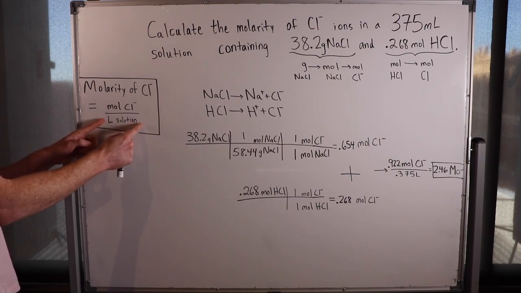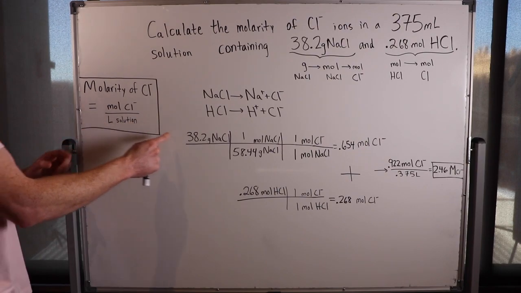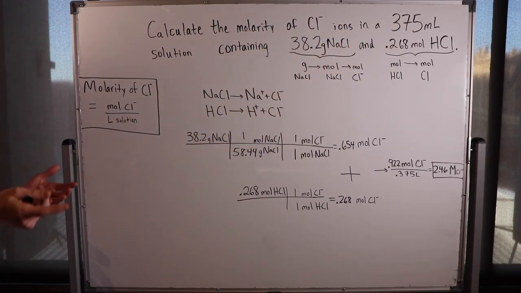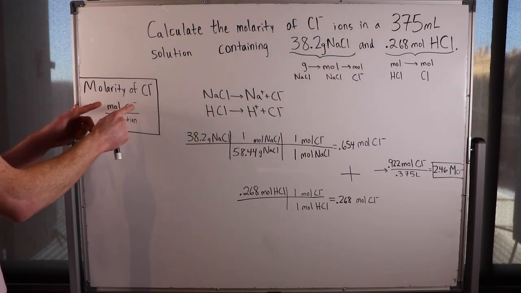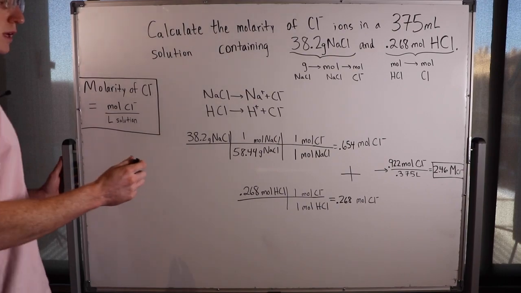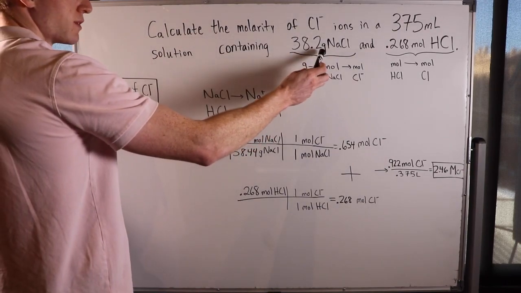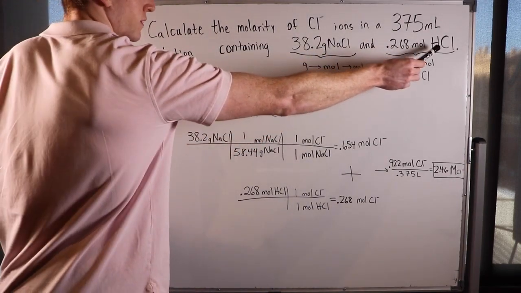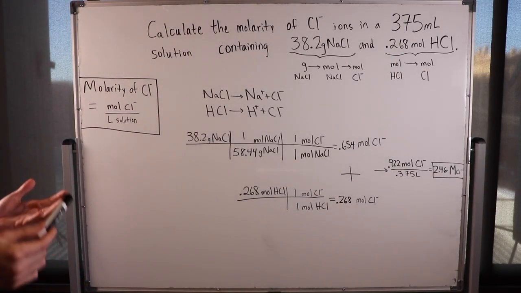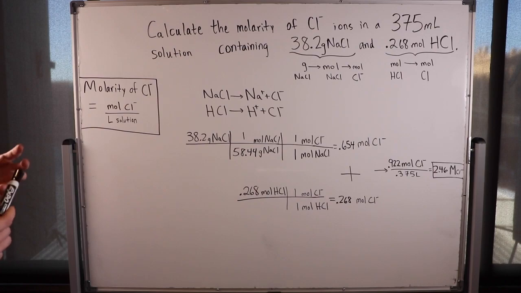So we were already given total liters of solution, right? 375 milliliters, which we know is just 0.375 liters. So ultimately what we really need to do for this problem is find the total moles of chloride ions. We were given grams of NaCl and moles of HCl, and we know that these both end up making chloride ions, but how do they do that?